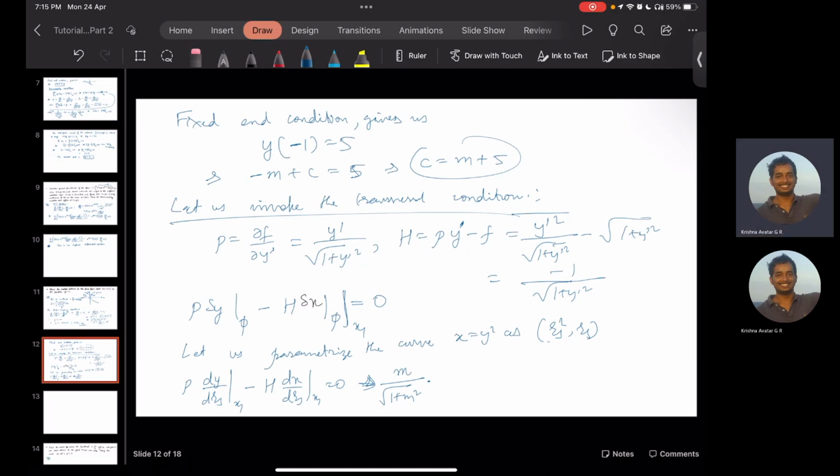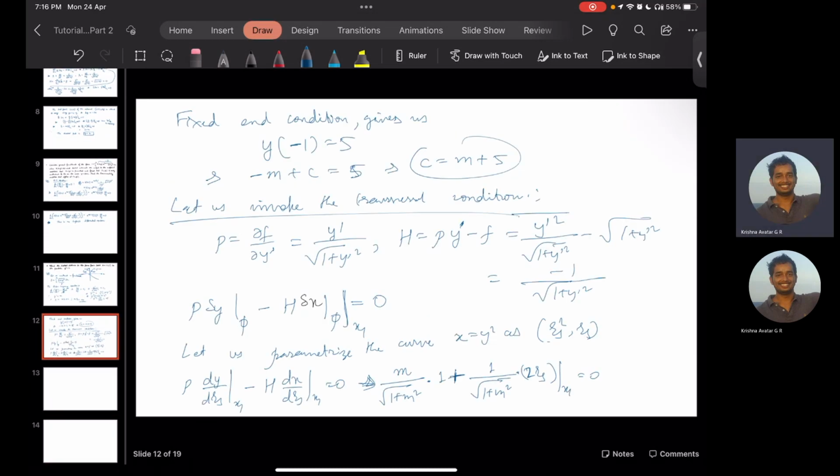Dy by dx is 1 minus, and again I will have the same thing here. What we have here is minus h. H is nothing but, again we'll write plus 1 divided by root over 1 plus m squared into dx by dy is 2 xi. Okay. And then this entire at x1 is equal to 0. Fine.